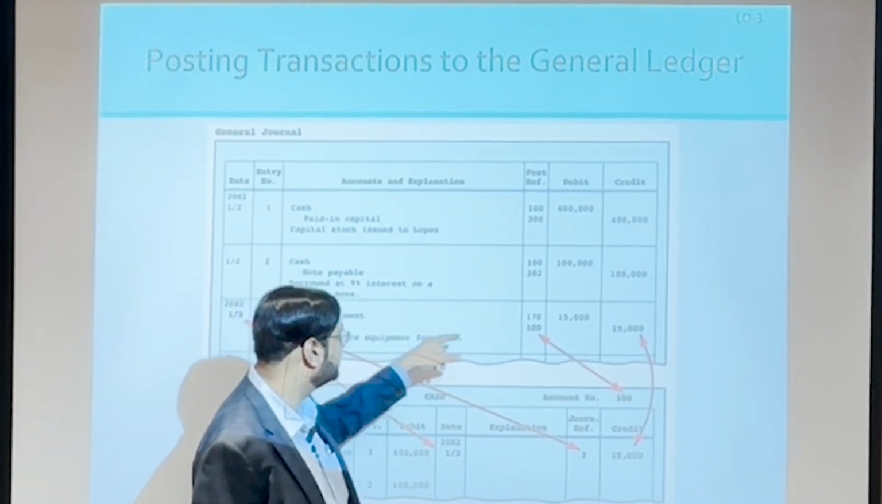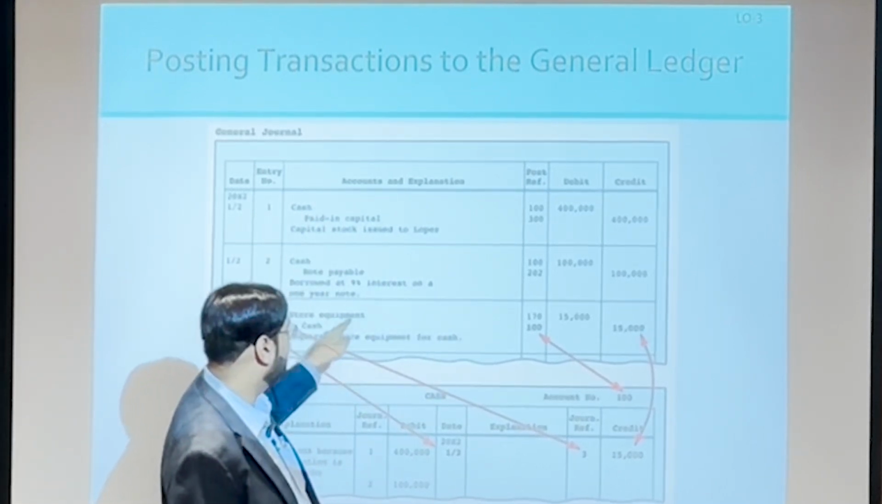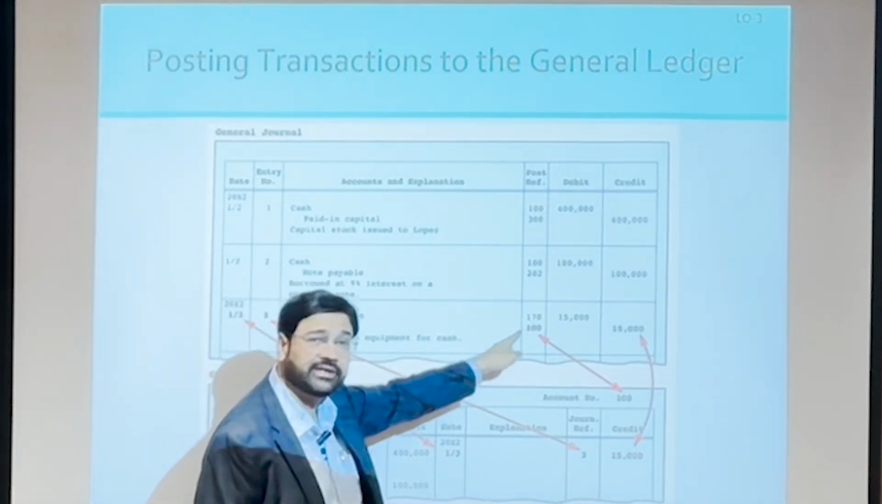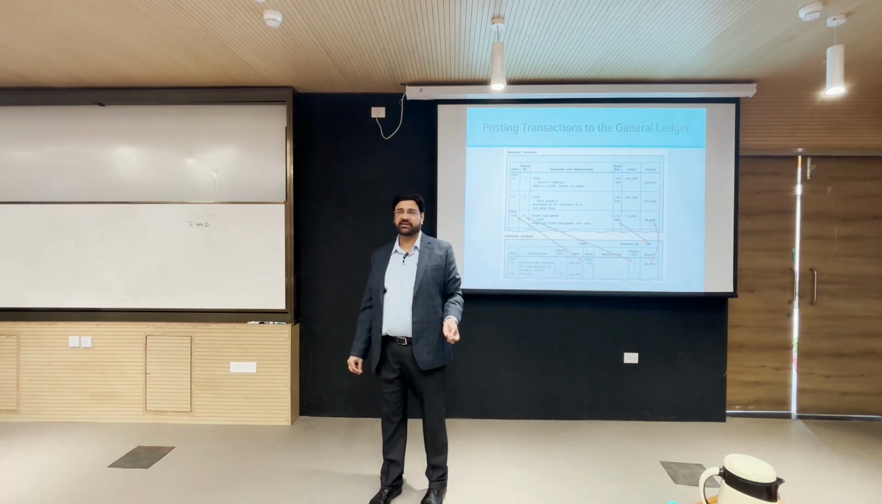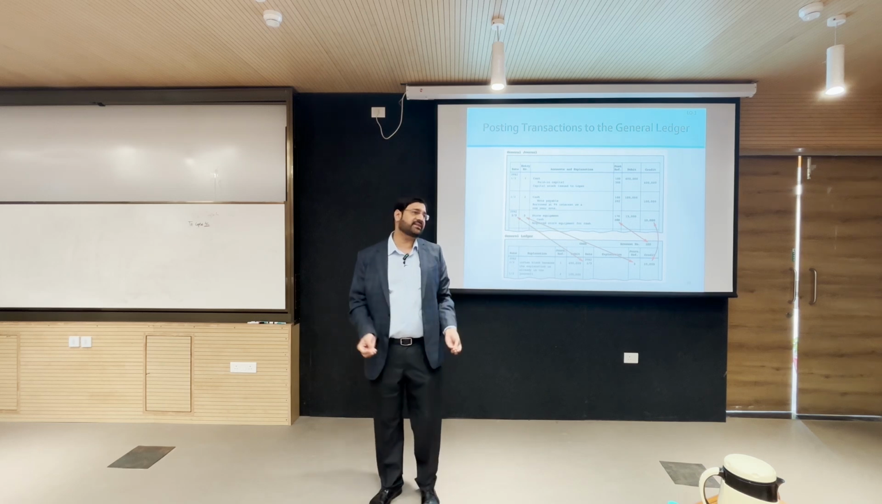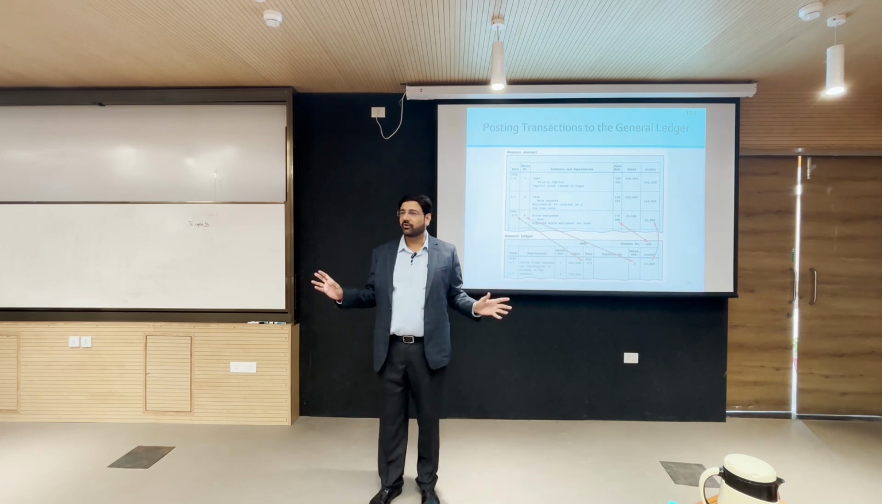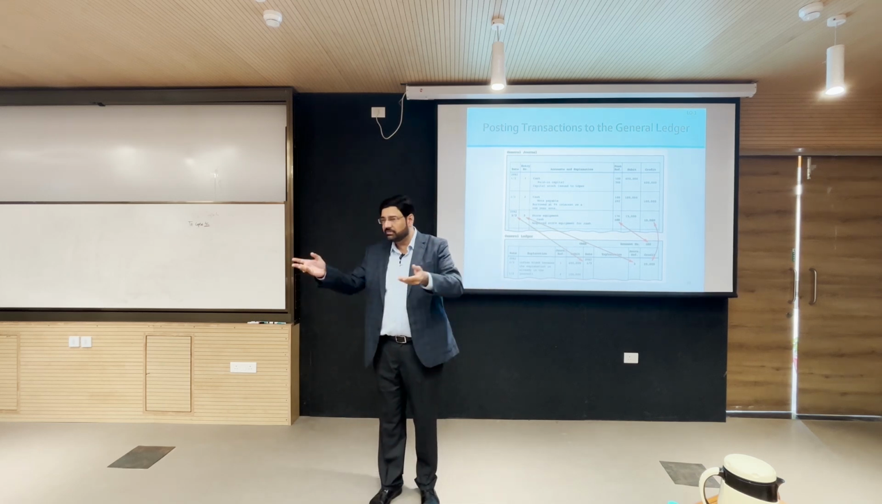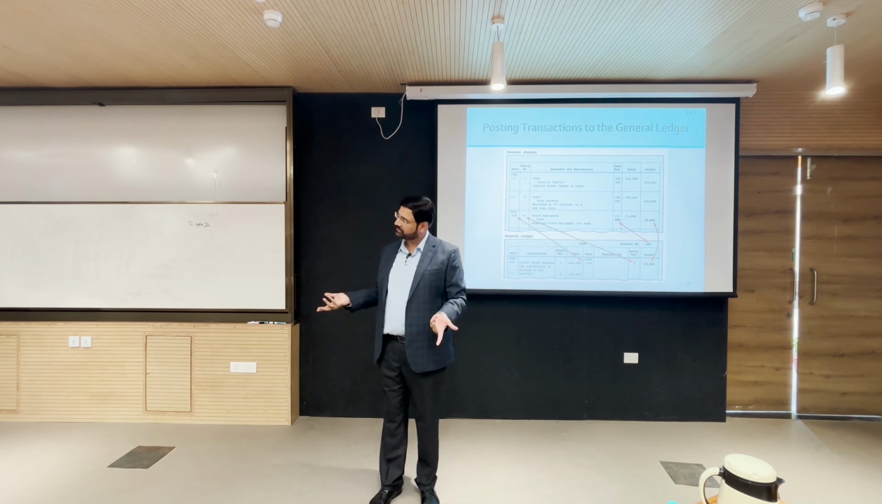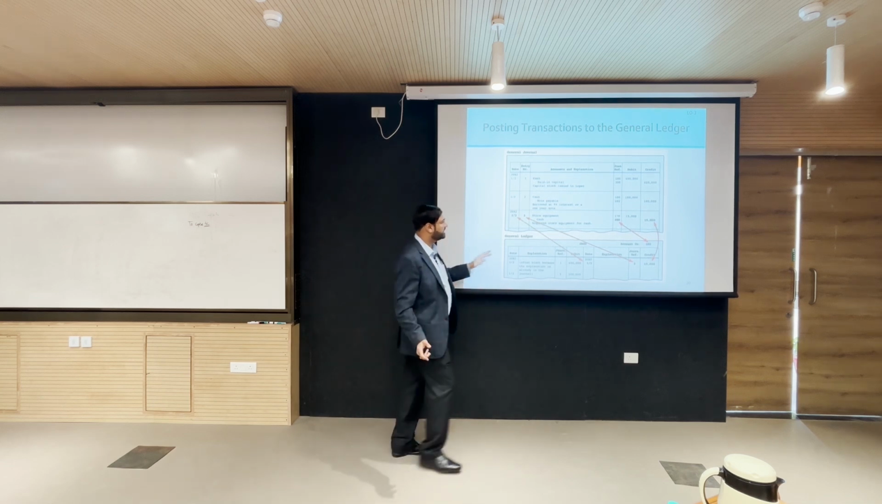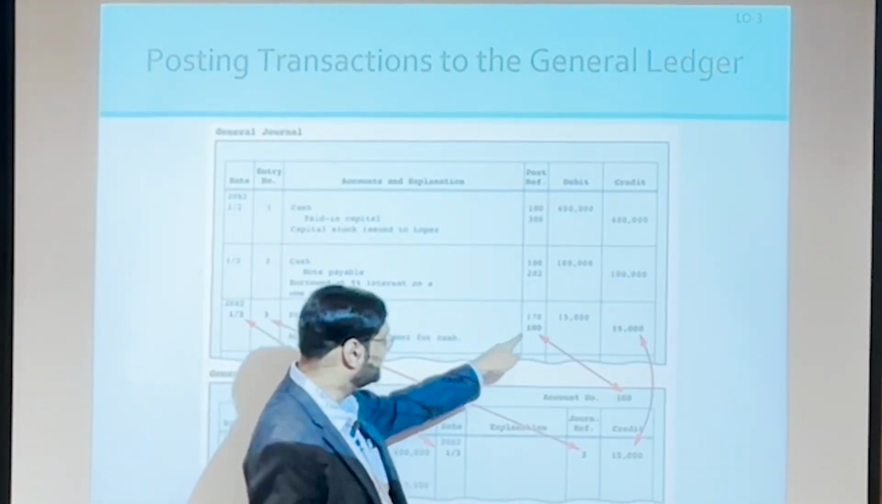See, every time we wrote cash, we have written posting reference 100, because cash account was given a roll number of 100. What was the roll number of cash account? 100. For human beings we call it a roll number, for accounts we call it an account number. The account number of cash was 100. So under cash you see it is 100.